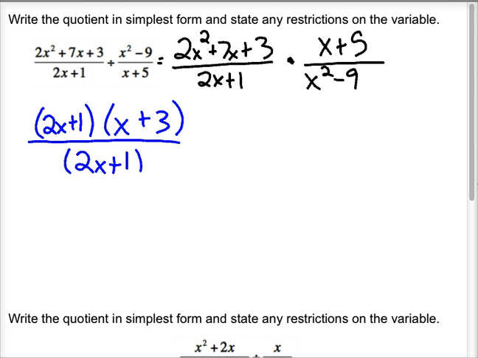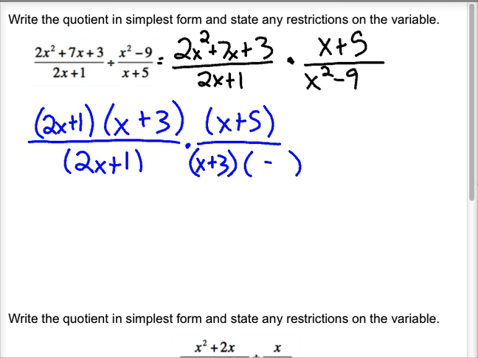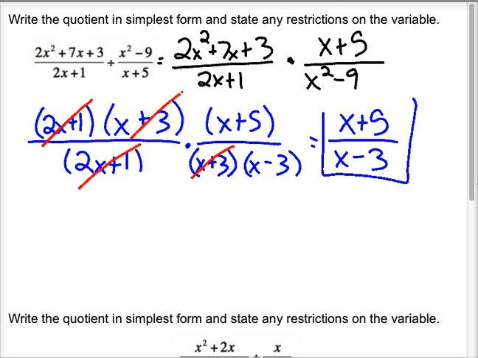2x plus 1 doesn't factor, so we just leave it. Same thing with the x plus 5. It doesn't factor, so we can leave it. Then the bottom here is another one of those difference of squares. X plus 3, x minus 3. All right. And now I'm going to cancel anything that is the same on the top and the bottom. And when I do that, all I'm left with is an x plus 5 and an x minus 3.